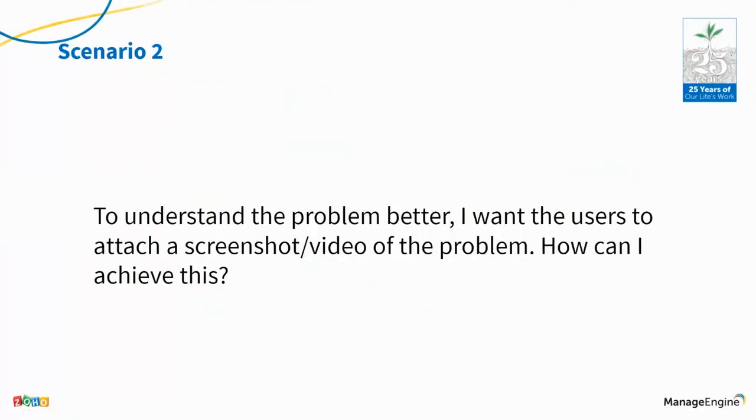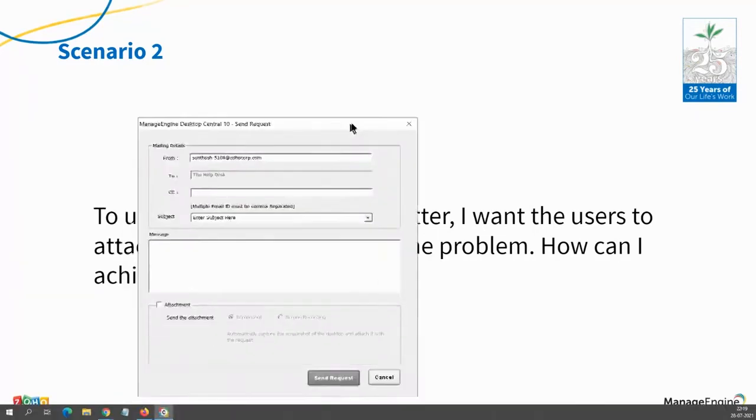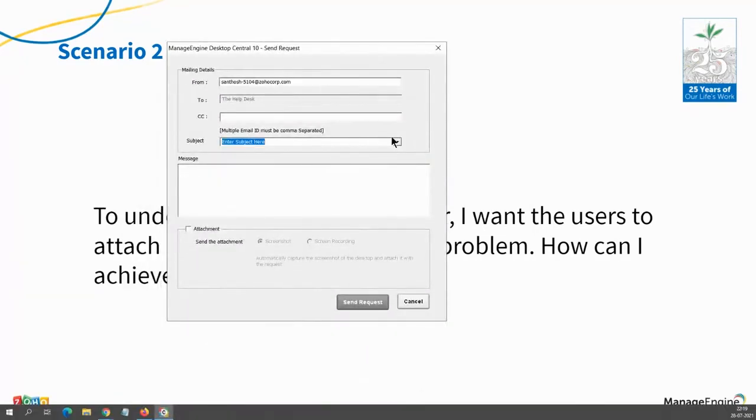Screenshot or a video of the problem. How do I achieve it? I was discussing this in the initial part of my presentation. Whenever a user wants to record a problem and send it over to you, can I do it? Yes, that's possible. On the Desktop Central agent, I can send a help desk request. From the agent, I can launch a portal like this. Let's say I have a problem with my print, and I don't know how to explain it to you.